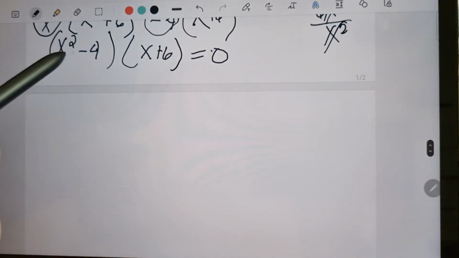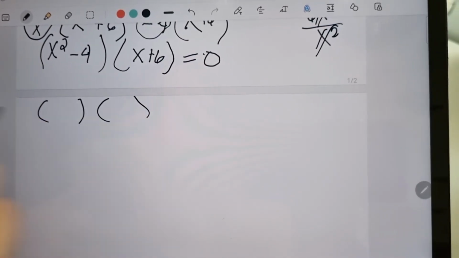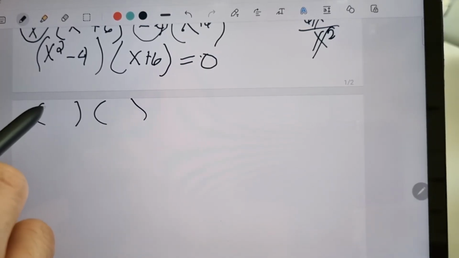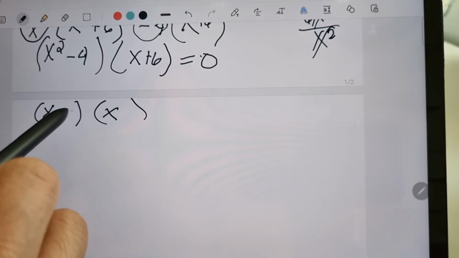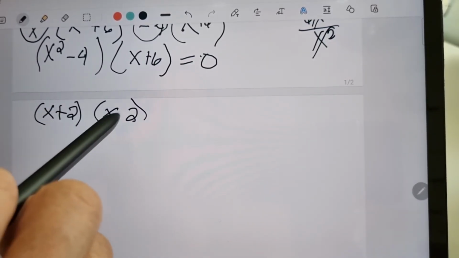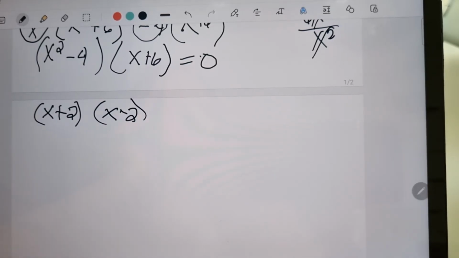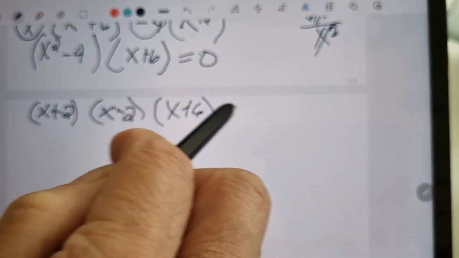Kasi itong x squared minus 4, hindi pa siya completely factored. And this is difference of two squares. So, pwede natin siyang i-factor ngayon. Again, square root of x squared, x, and x. Square root of 4, that is 2, 2. And then plus here, minus there. And then, yung other factor natin na x plus 6 is equal to 0.